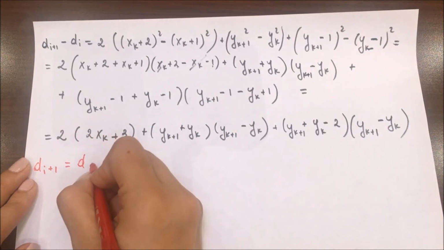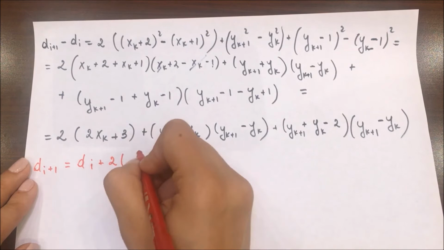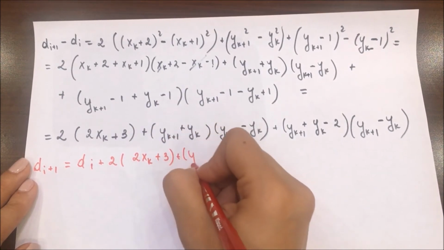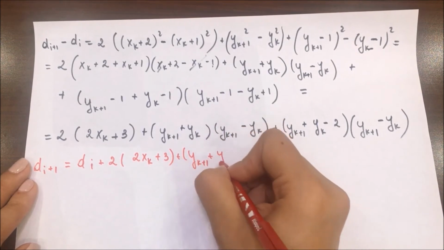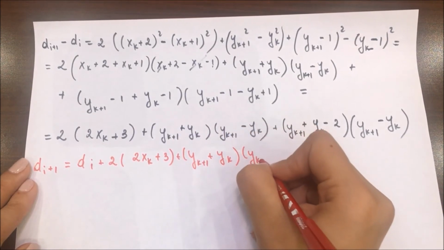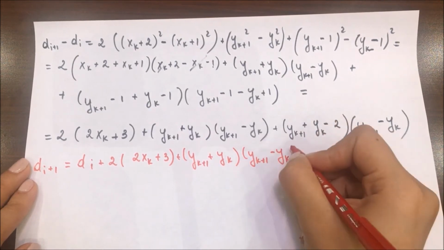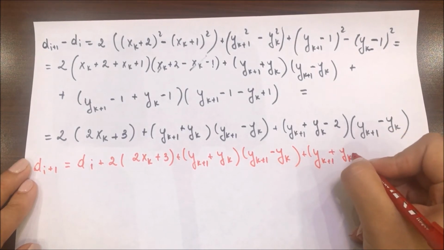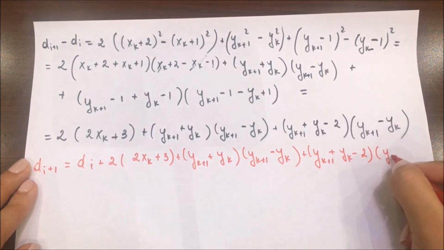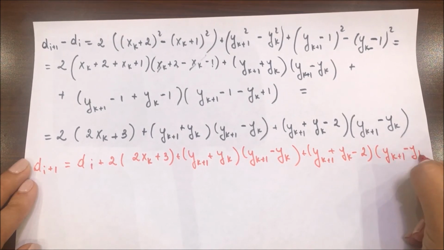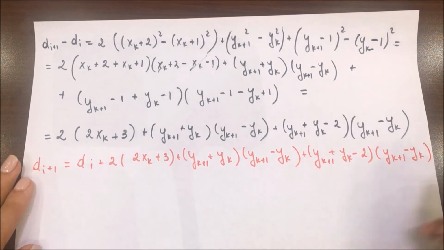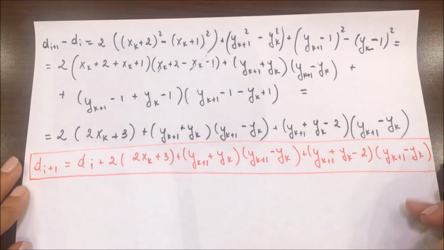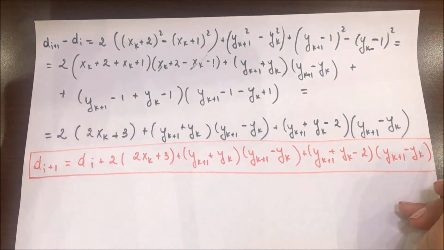I can write this last version equation for the next decision parameter. Next decision parameter equals initial decision parameter plus 2xk plus 3 plus yk plus 1 plus yk times yk plus 1 minus yk plus yk plus 1 plus yk minus 2 times yk plus 1 minus yk. This is the formula for the next decision parameter.